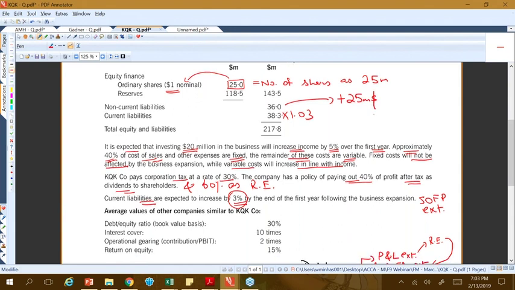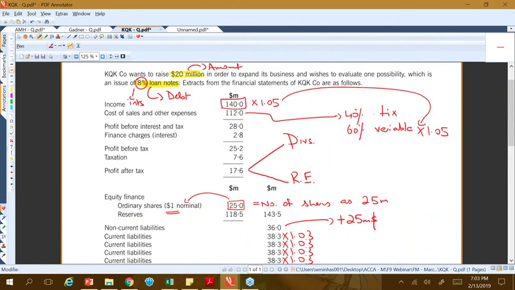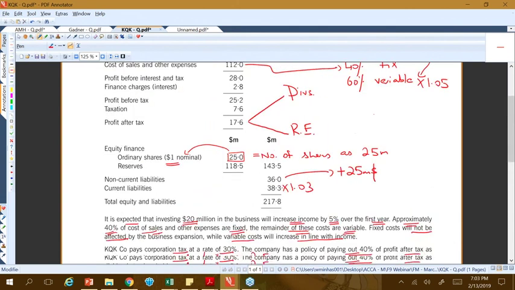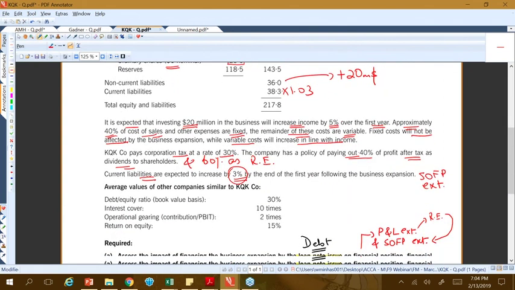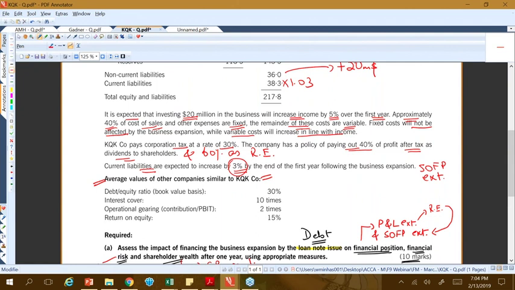It's 20 million, sorry. $20 million. Increase by $20 million. And then they have given me some average values for other companies similar to KQK. Debt equity ratio: the examining team is telling me to calculate debt equity ratio based on book value basis. I will do that. They're asking me to do interest cover, which is PBIT over the interest. I will have to do that.